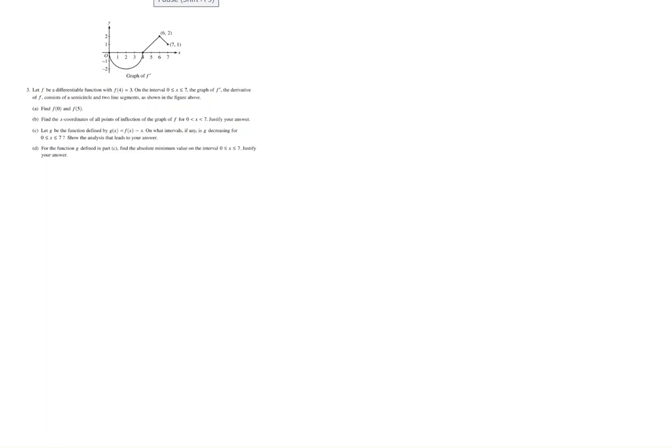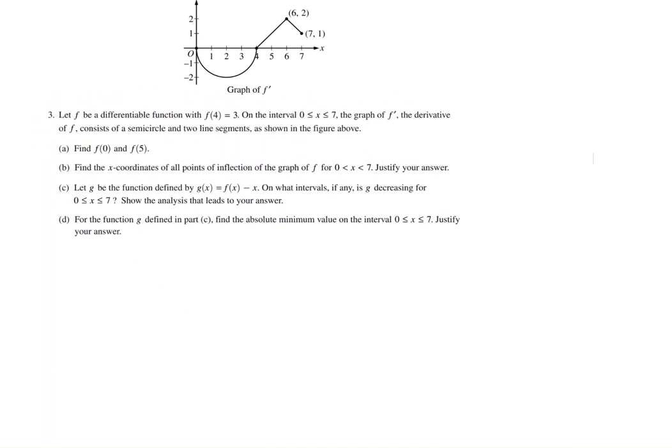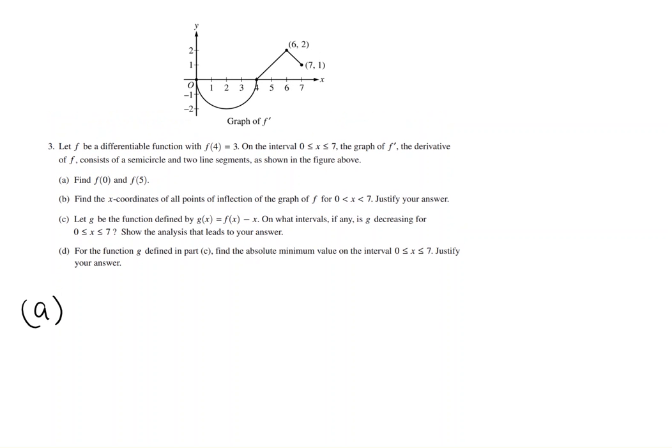Okay, this is number 3 from the 2022 AP Calc BC exam. So for part A, we have to find f of 0 and f of 5. For f of 0, it will be equal to f of 4 minus the integral from 0 to 4 of f prime of x dx.